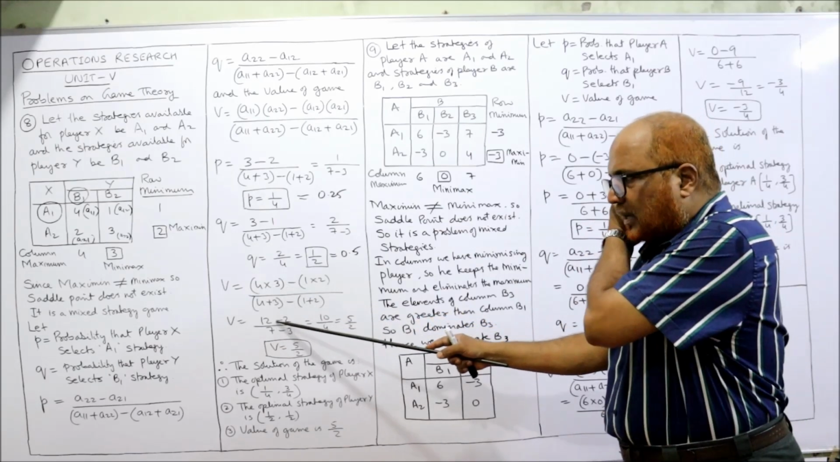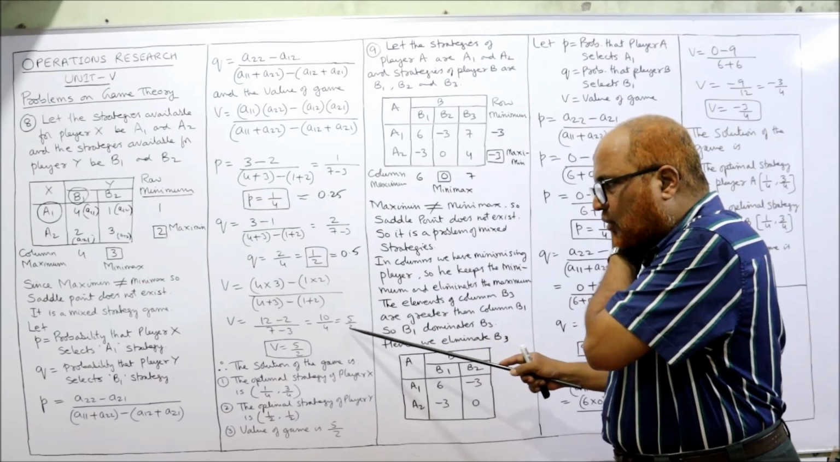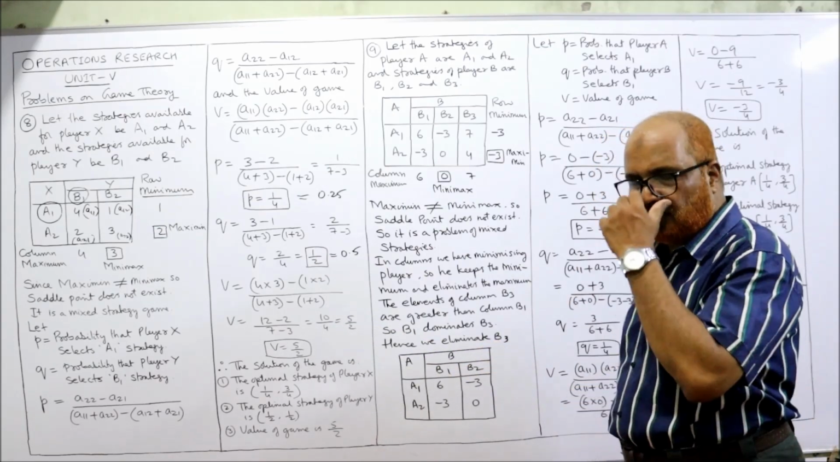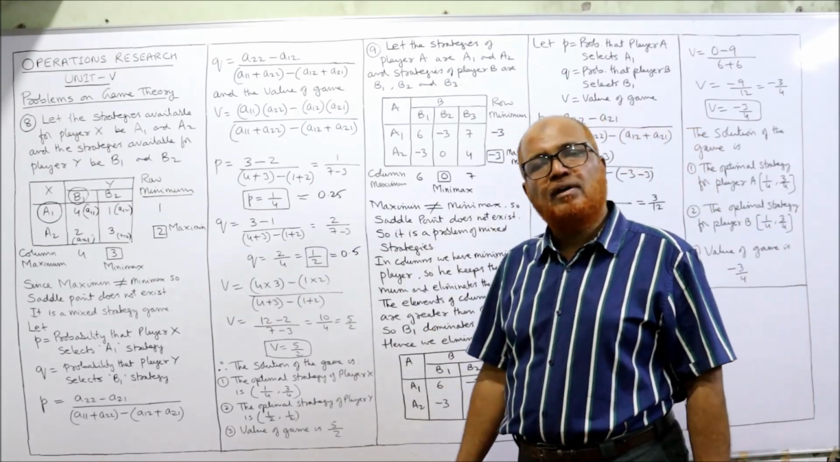So 4 threes are 12, 1 into 2 is 2. 12 minus 2 is 10. 10 divided by 4, or 5 by 2. So V is equal to 5 by 2. Value of the game is 5 by 2. That's all, we have completed.